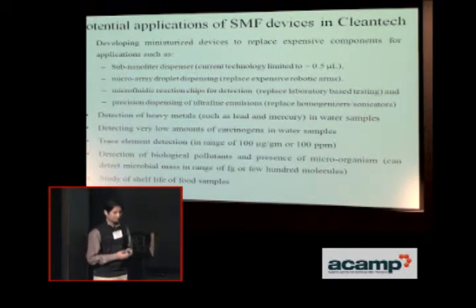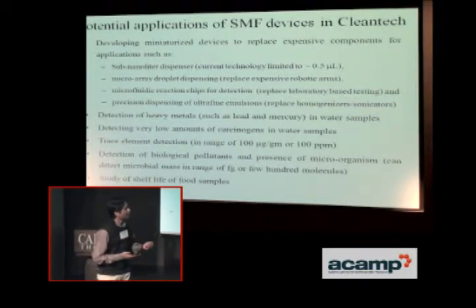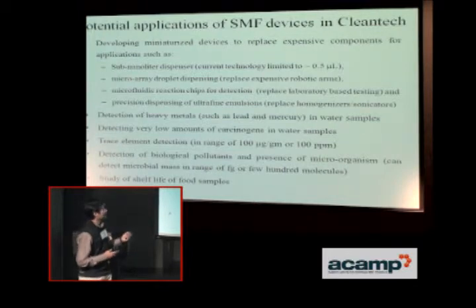Other potential applications that we can offer through our surface microfluidic devices in cleantech is a sub-nanoliter droplet dispenser. The existing dispensing schemes, the pipettes that we have, can only go to 0.5 microliter, and that is it. What we can offer is a sub-nanoliter dispenser that can go as low as a few picoliters, and it can digitally control the dispensed droplet volume.